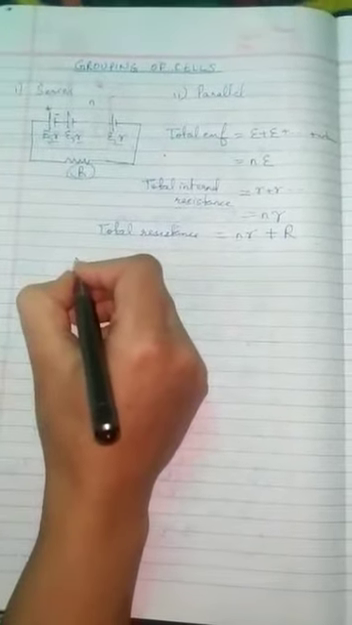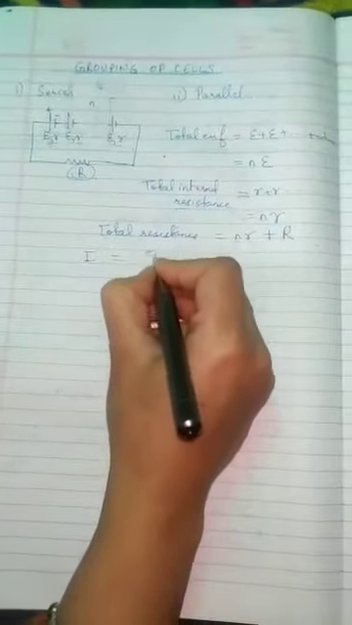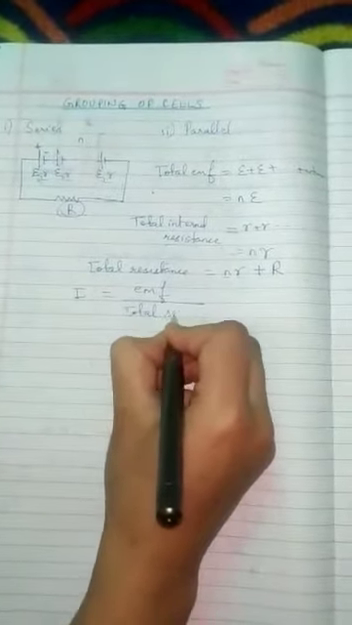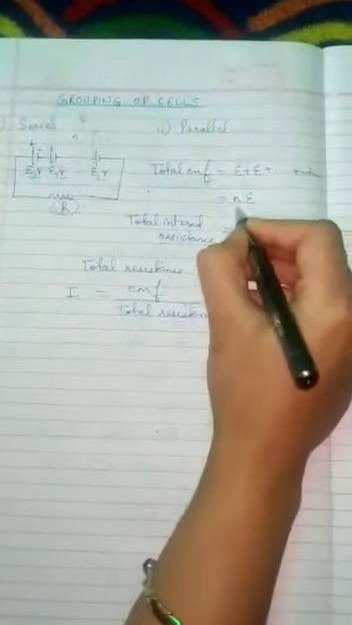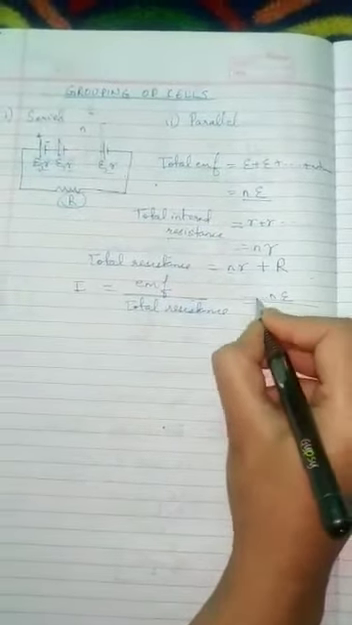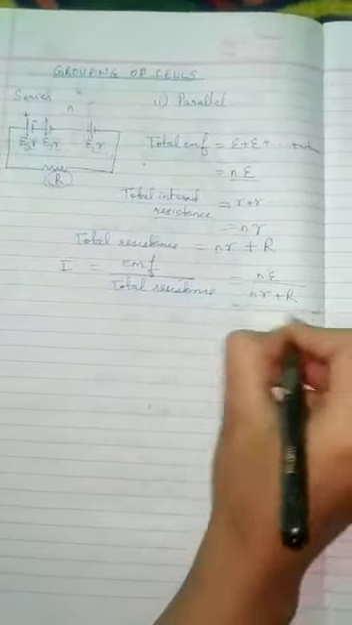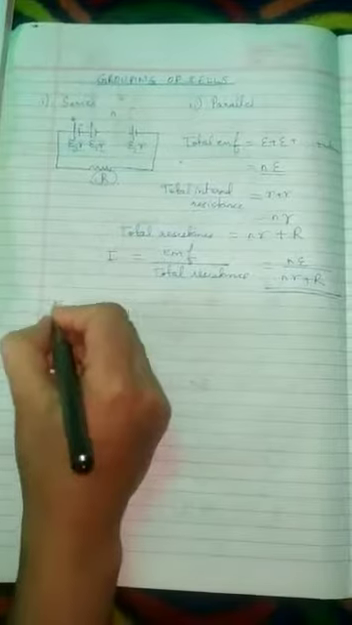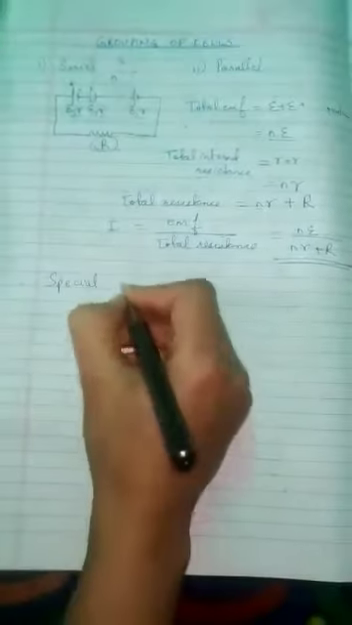Now what will be the total current? You know the formula. I is equal to the EMF of the combination divided by the total resistance. The EMF value was n epsilon, and the total resistance is nr plus R. This will be the total current drawn from the cells. Now we will see two special cases here.